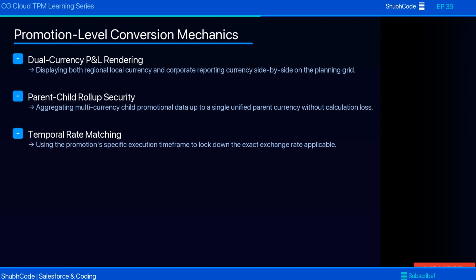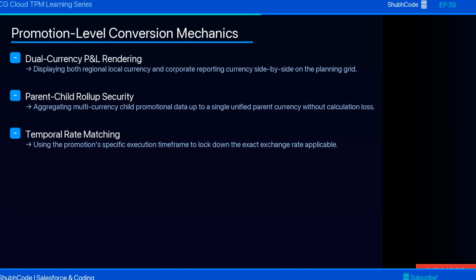Let's trace a concrete example of promotion-level currency conversion. Suppose a Canadian account manager creates a promotion with a $10,000 Canadian budget, but the parent account is in USD. TPM uses the promotion start date to fetch the conversion rate, let's say 0.75 USD per CAD. The off-platform engine dynamically processes the 10,000 CAD, calculates a 7,500 USD impact on the parent budget, and returns both values to the user interface.